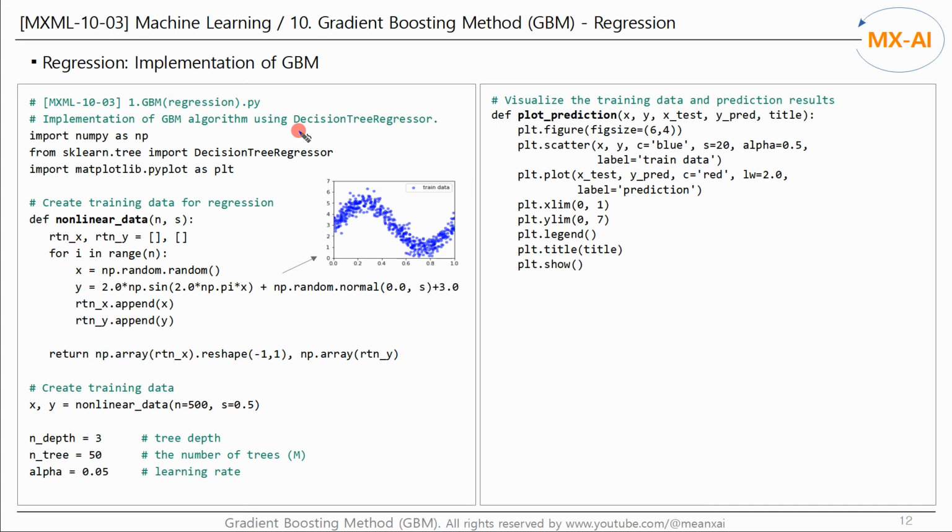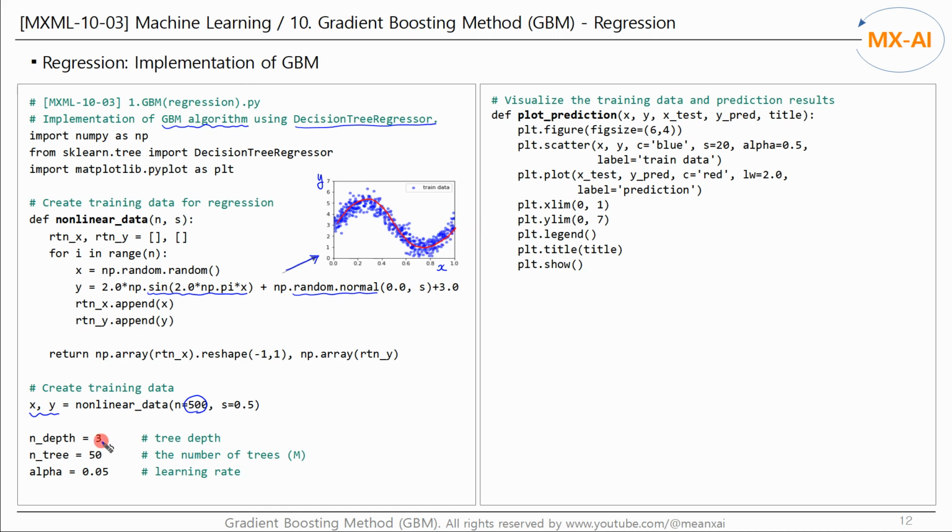Let's implement the GBM regression, using scikit-learn's decision tree regressor as a base learner. First, we generate the following training data. These data points are sine function values mixed with Gaussian noise. This data consists of one-dimensional feature x and the target y. We generated 500 data points like this. Our goal is to train a GBM model on this data to predict a sinusoid like this.